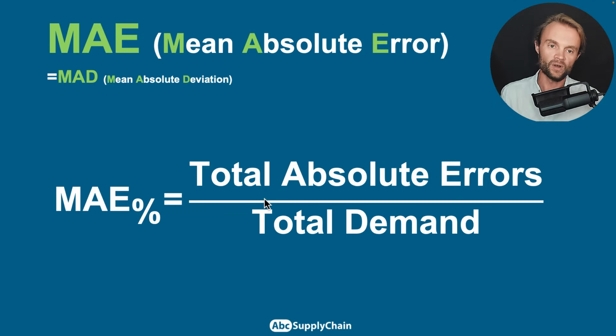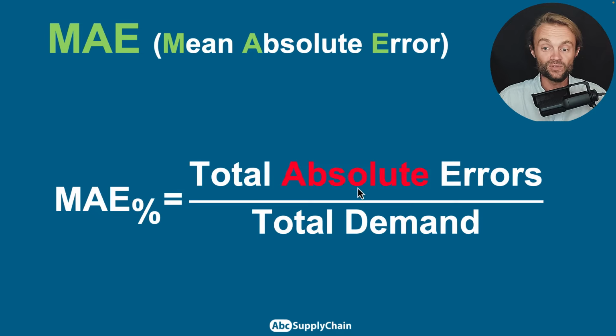Then we're going to talk about the MAE, mean absolute error. We can also call it mean absolute deviation. Deviation and error, this is the same, we just use different names. Keep it simple, okay? So MAE, total absolute error divided by total of the demand. How does it work?